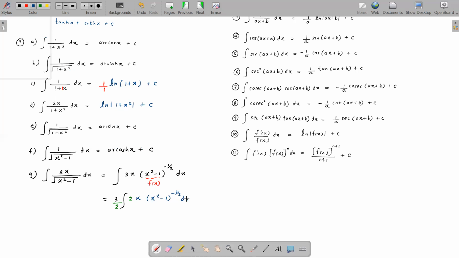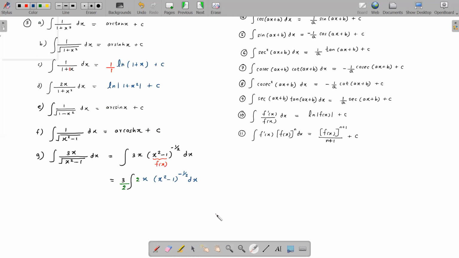Can you see what I did here? I removed the 3 outside. Now remember, you can only remove a constant outside the integration sign. Can you remove x as you wish out of the integration sign? No, never. You can only remove the constant 3, and then I put a 2 inside the integration and a 2 outside in such a way that they cancel out each other. So there's no difference to the sum.